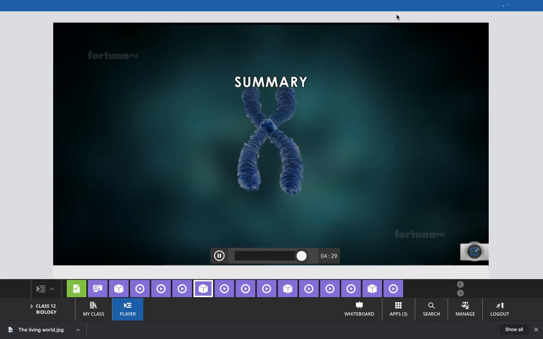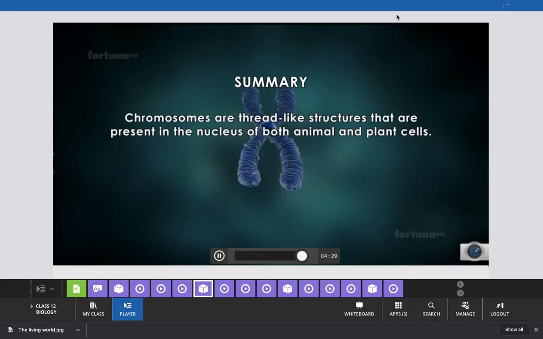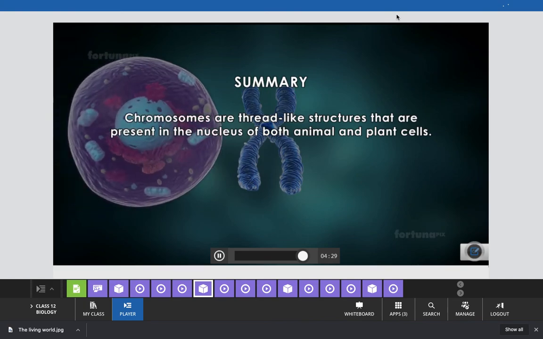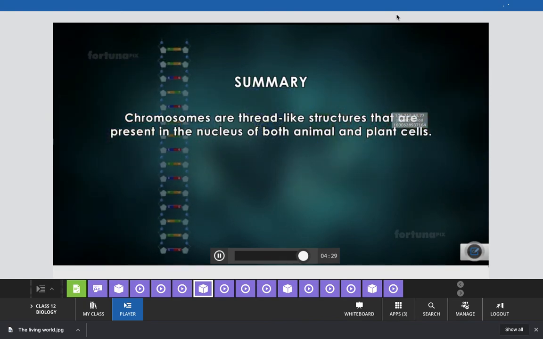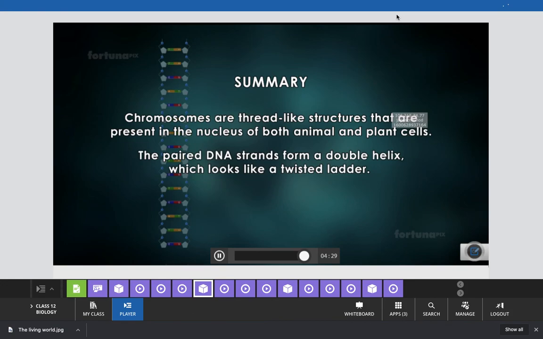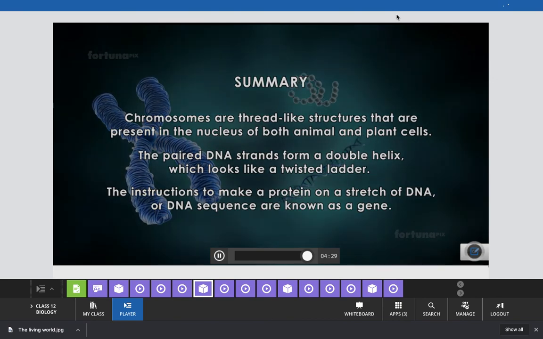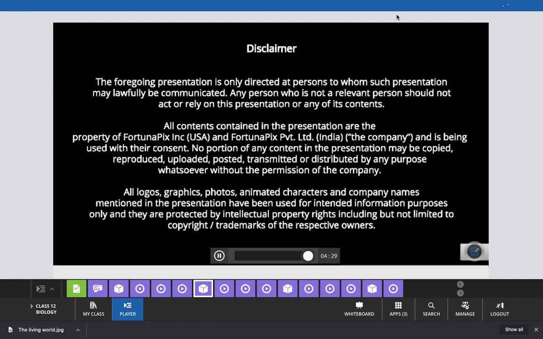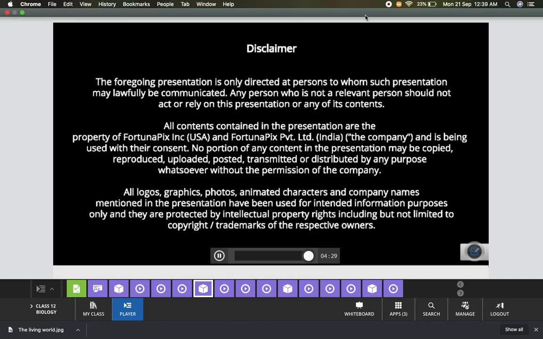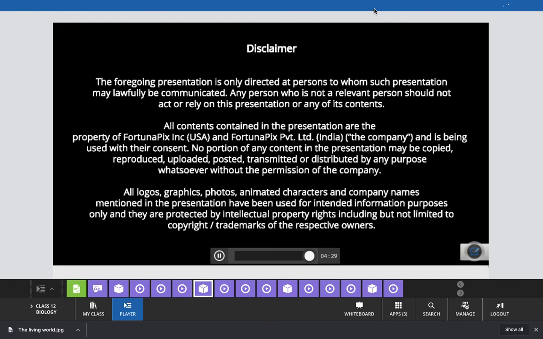Summary: chromosomes are thread-like structures that are present in the nucleus of both animal and plant cells. The paired DNA strands form a double helix, which looks like a twisted ladder. The instructions to make a protein on a stretch of DNA or DNA sequence are known as a gene. With that, you will be able to understand DNA, chromosome and gene.